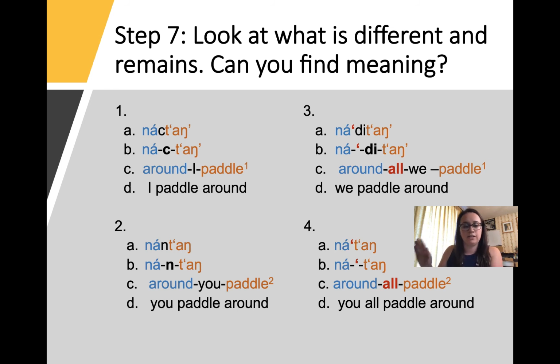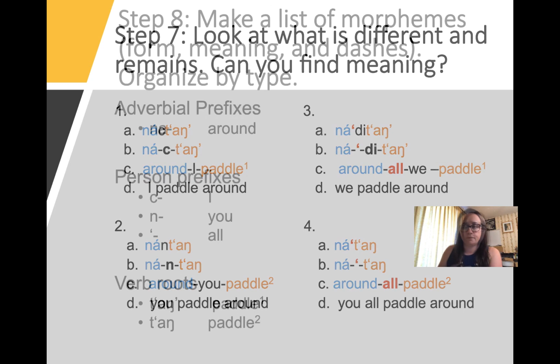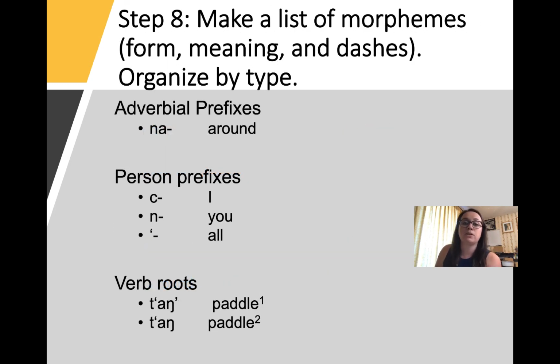And each of it is different in form, but also different in meaning. So these must be the morphemes that are left. So there's one last step, which would be to make a list of morphemes. So again, you're looking at form, meaning, but also where they're at in the word in relationship to the root. And so what I would also do there is organize by type if you can.